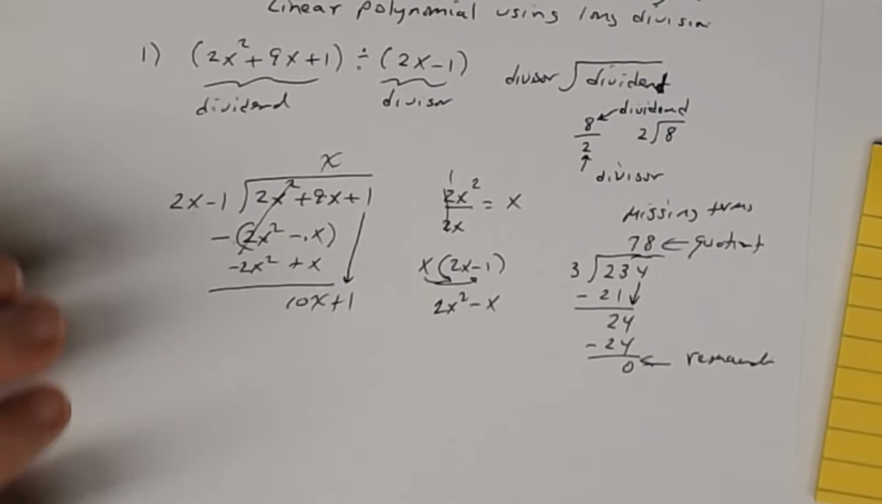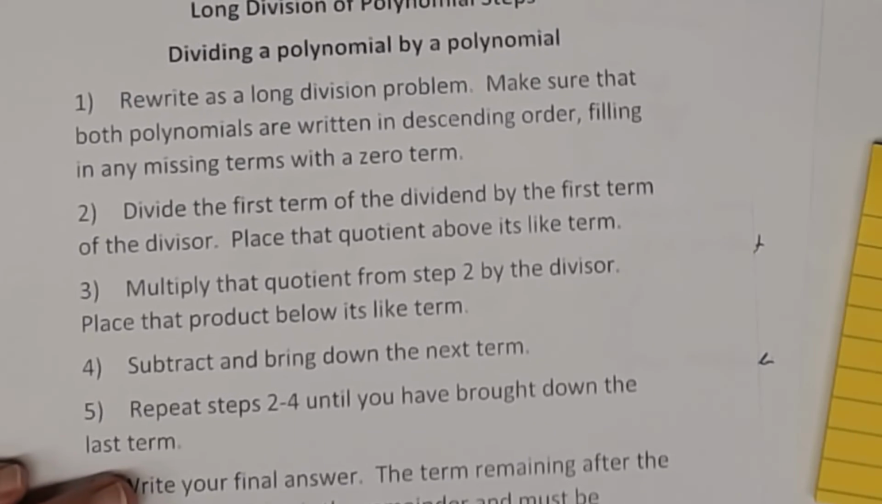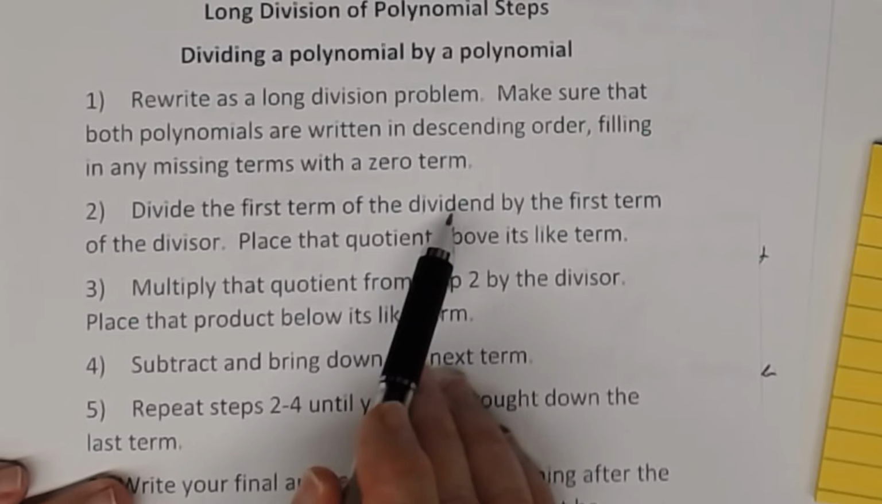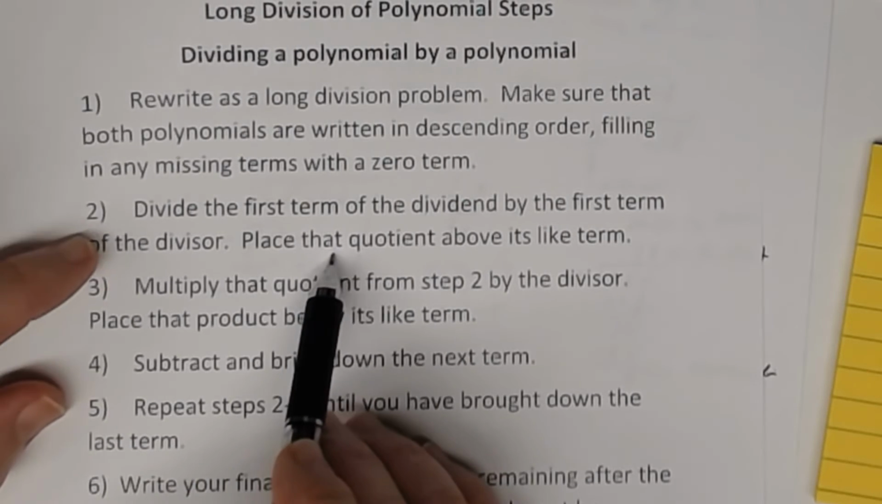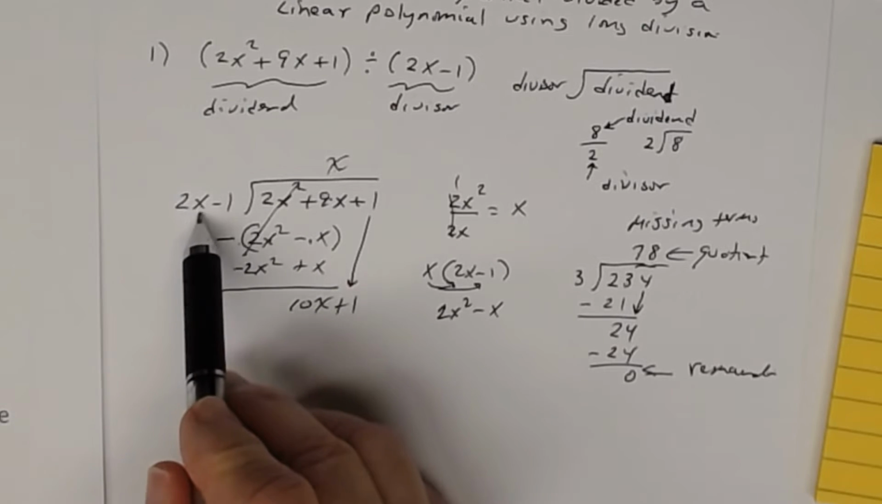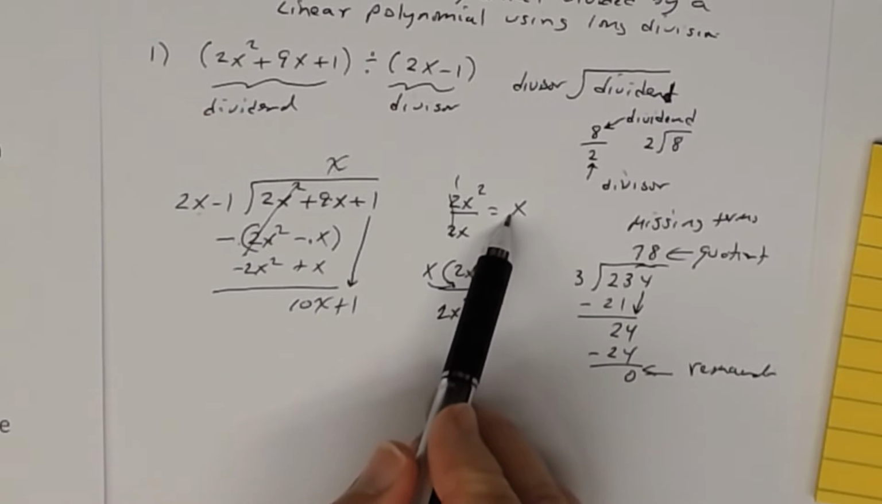All right, so that's where I'm at. So let's kind of look at this again. So the second thing we did was we divided the first term of the dividend by the first term of the divisor, and then we placed that above its like term. So 2x divided by x right here is x. So I placed x here.